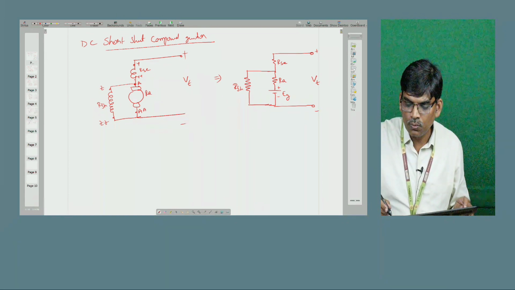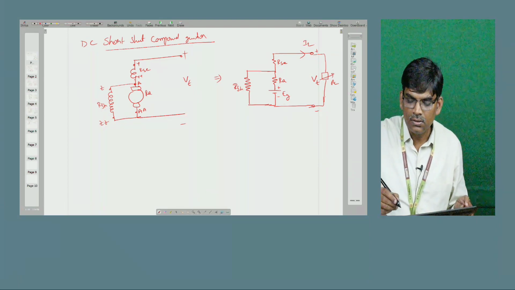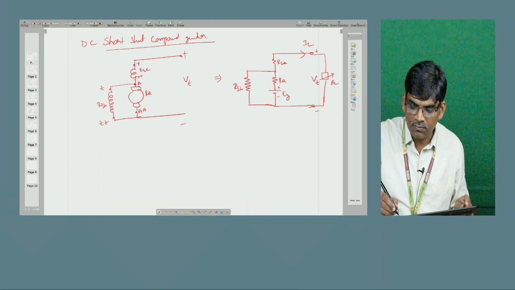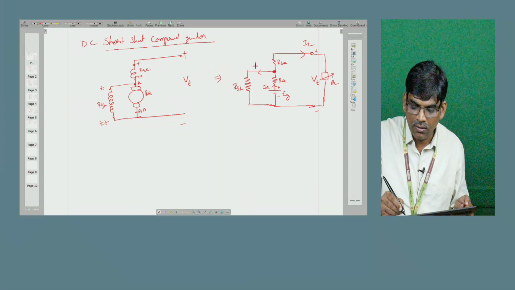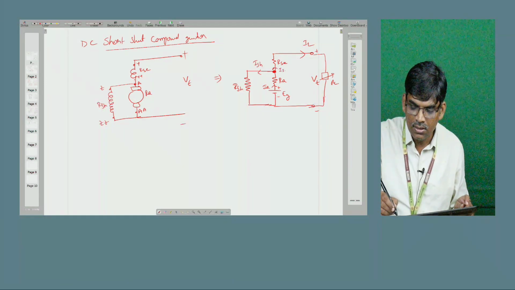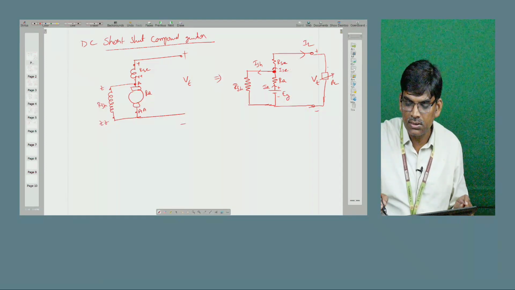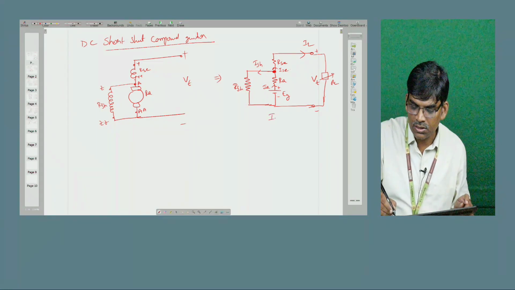Once it is connected to the load, it delivers the current IL and delivers power. Here the armature winding resistance carries current IA. At this junction the current is divided: some current passes through the shunt field winding, and some through the series field winding. You observe that the series field resistance and load resistance are connected in series, so in this entire branch there is only one current. That means in the short shunt compound generator, IS is equal to IL.